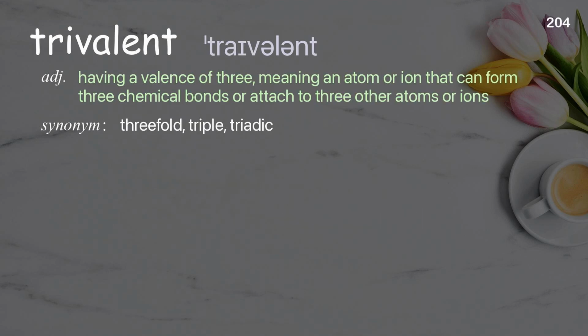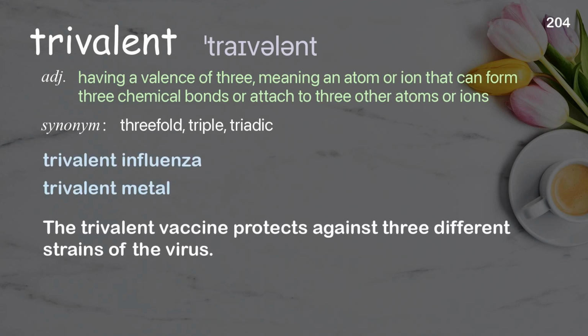Trivalent. Having a valence of 3, meaning an atom or ion that can form 3 chemical bonds or attach to 3 other atoms or ions. Examples: Trivalent influenza. Trivalent metal. The trivalent vaccine protects against 3 different strains of the virus.